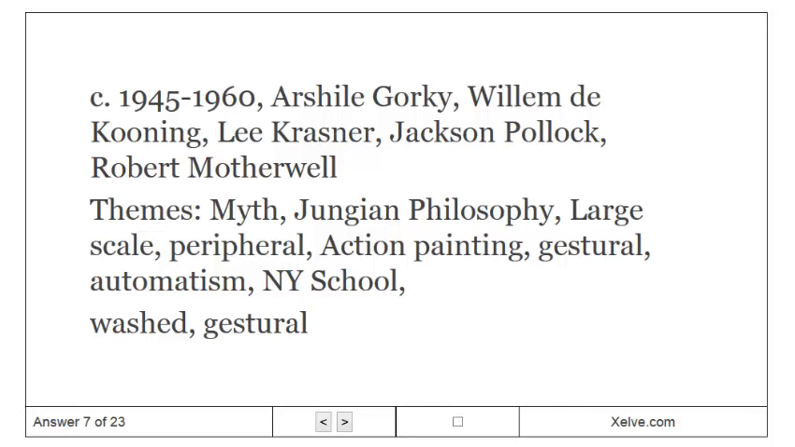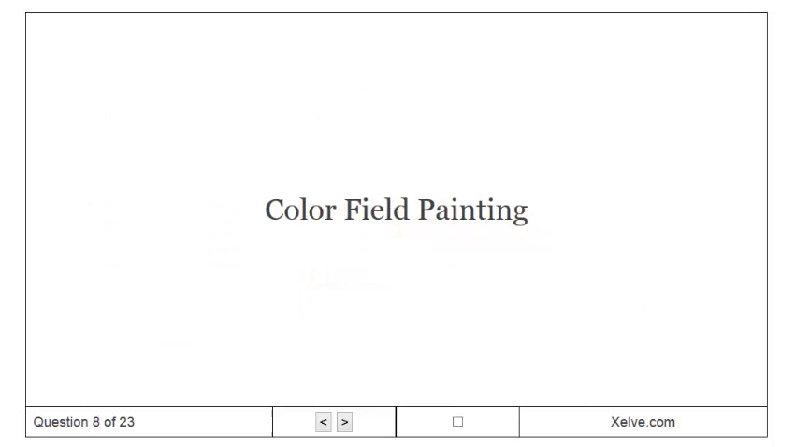Circa 1945 to 1960: Arshile Gorky, Willem de Kooning, Lee Krasner, Jackson Pollock, Robert Motherwell. Themes: myth, Jungian philosophy, large scale, peripheral, action painting, gestural automatism. The New York School. Washed, gestural: color field painting.